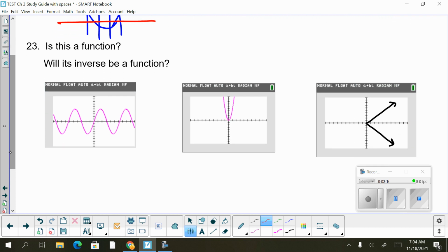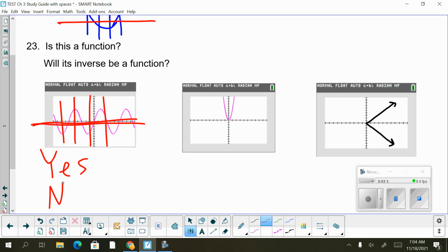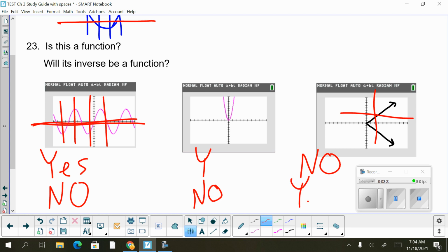23, is this a function? Yes, it would pass the vertical line test. Is its inverse a function? No, it would fail the horizontal line test. We already did a parabola, so parabola is yes for function, no for inverse being a function. This is a sideways absolute value graph. It would fail the function test vertically, but pass the inverse test horizontally.